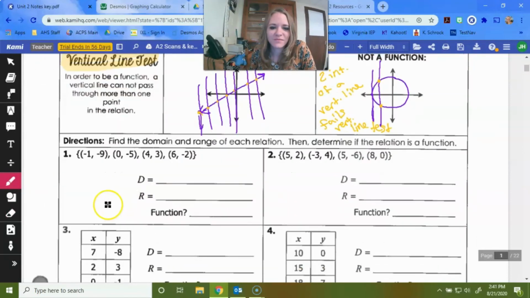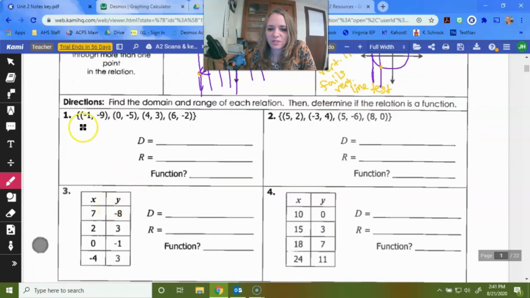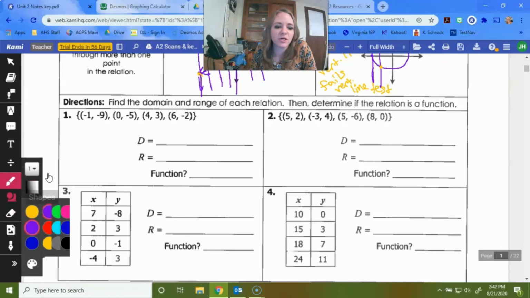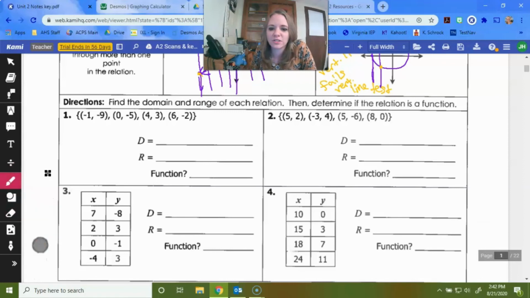Okay. So with these, we're going to start practicing just listing domain and range. It's really important to understand domain and range, and also whether it is a function or not. So let's do domain and range real quick. With domain, you can just do these in set brackets, and then list your domain, which is your x's. Range is your y's. When you list these, do list them in increasing order, smallest to largest.